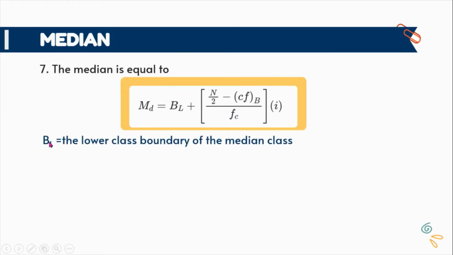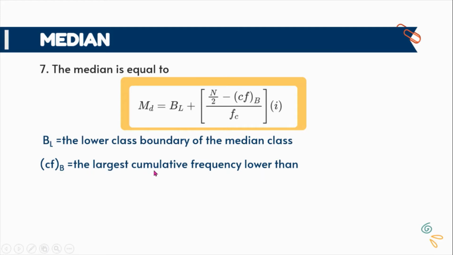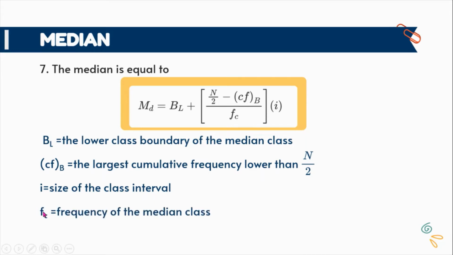Where B sub L is the lower class boundary of the median class, CF sub B is the largest cumulative frequency lower than n over 2, I is the size of the class interval or the class size, F sub C is the frequency of the median class, and n is the number of observations or total frequency.